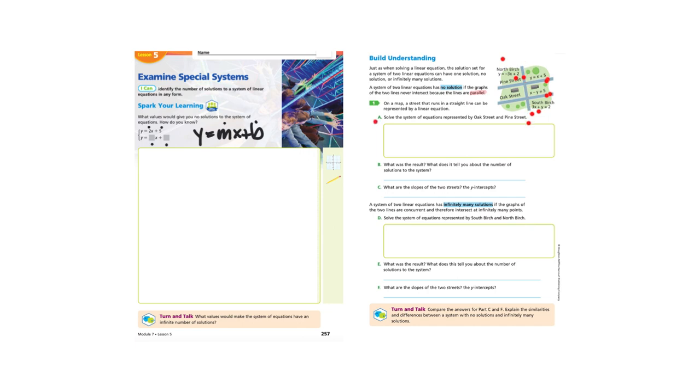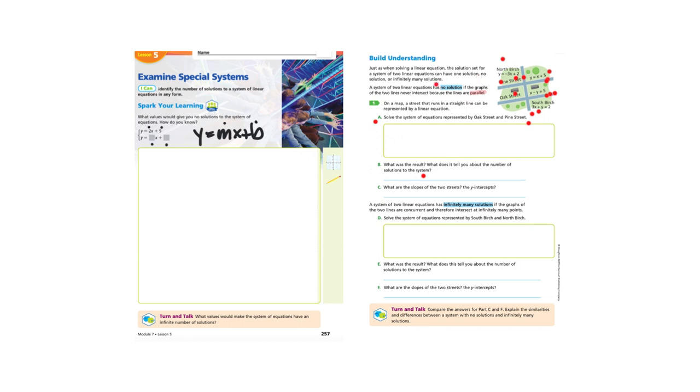They say solve the system of equations represented by Oak Street and Pine Street. So here are those two equations. Those are actually written in different forms, you can see. But they want you to solve those system of equations. So you're going to have to do a little bit of reworking of the equations so that you can use either the elimination method or the substitution method that you've learned. And then they say, what was your result? What does it tell you about the number of solutions to the system?